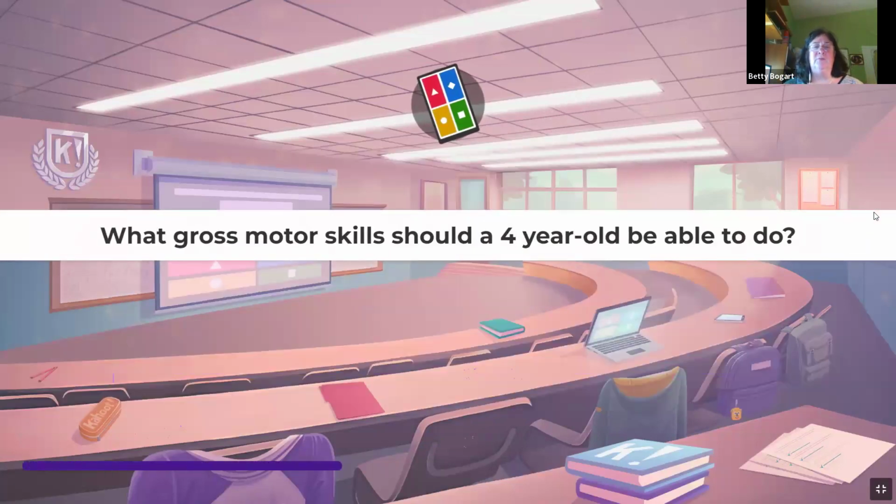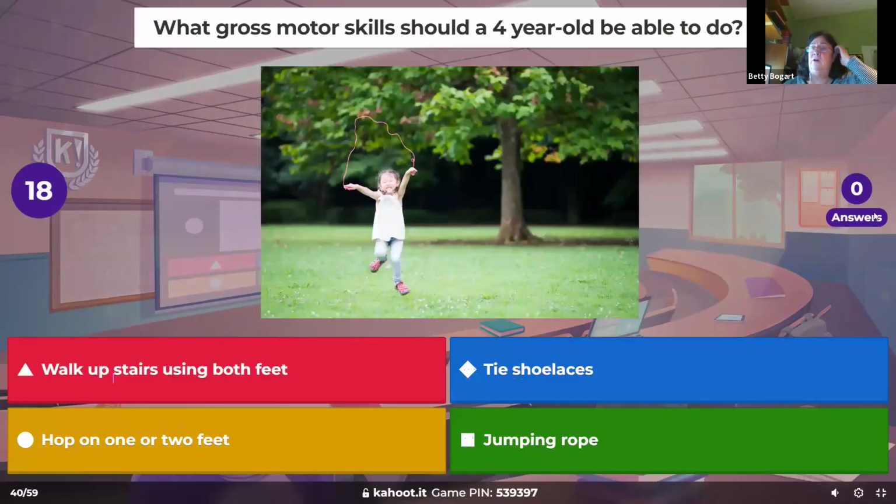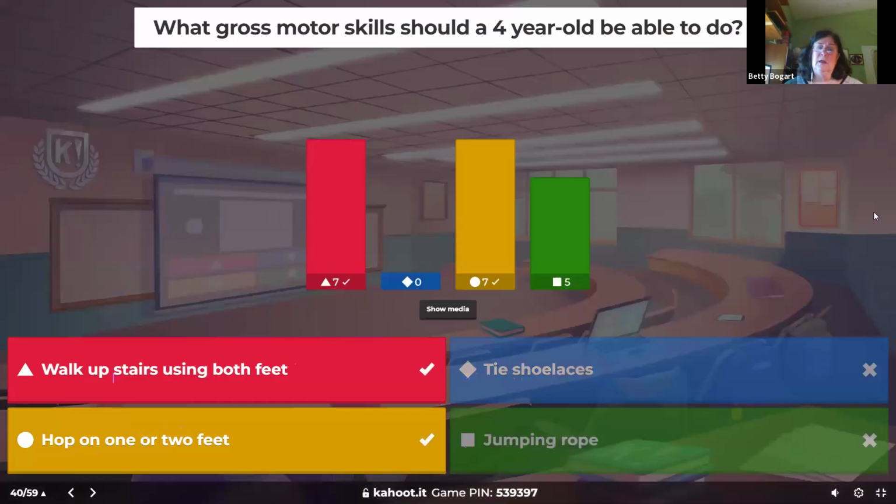Multi. What gross motor skills should a 4-year-old be able to do? Again, a preschooler, what should they be able to do? They should walk upstairs with both feet. Tie shoelaces, I told you, that's later on. Hop on one foot. That was a pretty neat thing when Christian started to do it. He thought that was cool. And of course, jumping rope. Good.